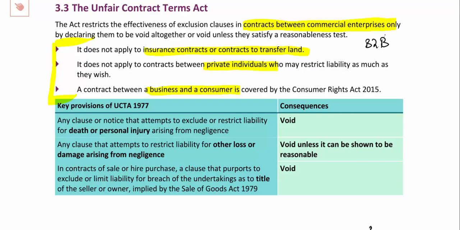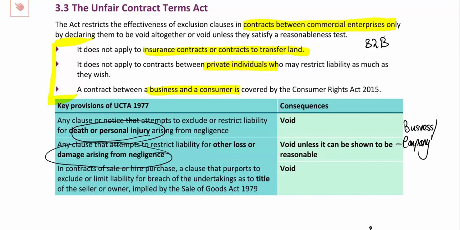Okay, so what are the rules? The first rule is that an exclusion clause which tries to exclude liability for death or personal injury arising from negligence will always be void. The courts will just ignore it. A clause that tries to restrict liability for any other loss arising from negligence is void unless it can be shown to be reasonable. And it's up to the company or the business to show that that clause is reasonable.